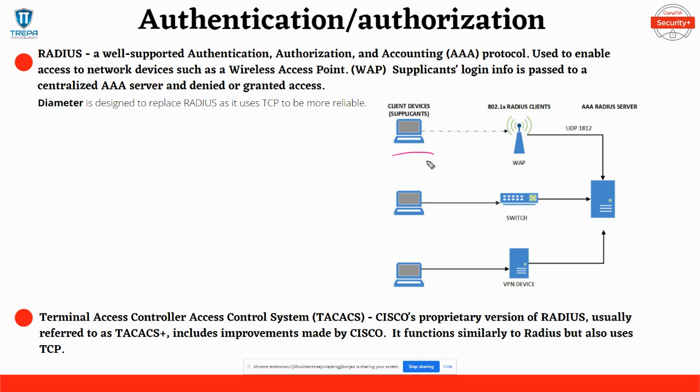TACACS is a AAA protocol similar to RADIUS, but it is Cisco proprietary, and it'll use TCP for connections instead of UDP, which is what RADIUS uses, and it'll actually encrypt the entire payload, where RADIUS will only encrypt the password.